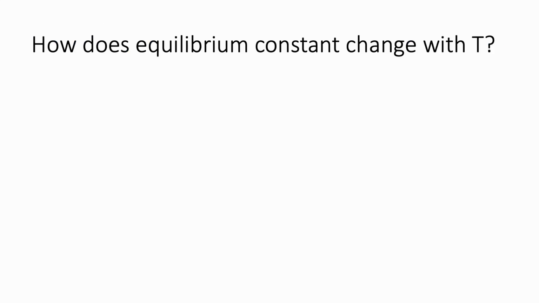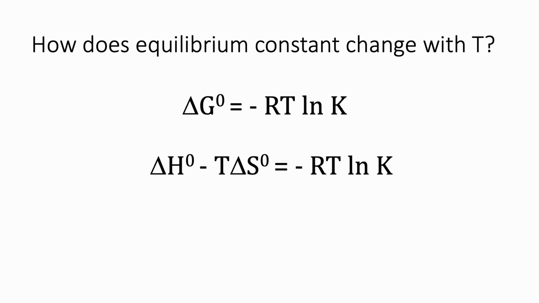When we were talking about equilibrium, I hinted that the equilibrium constant was not constant if the temperature changed. So now the question is, how does the equilibrium constant change with temperature? So we know that delta G naught is equal to negative RT times the natural log of K. And what I'm going to do here is plug in delta H minus T delta S for delta G, because that is how delta G is defined. And so that equals negative RT times the natural log of K.